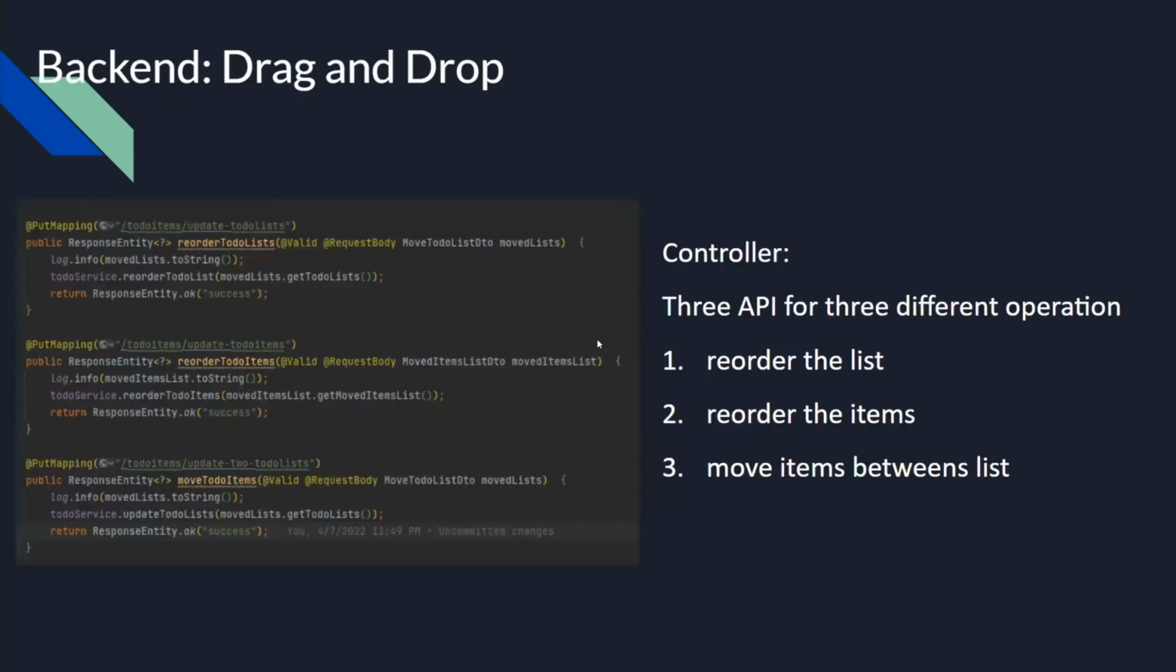So for the controller, as you can see, we have three different APIs. The first one is to reorder the list, the second one is to reorder the items within the same list, and the third one is to move the item between different lists.